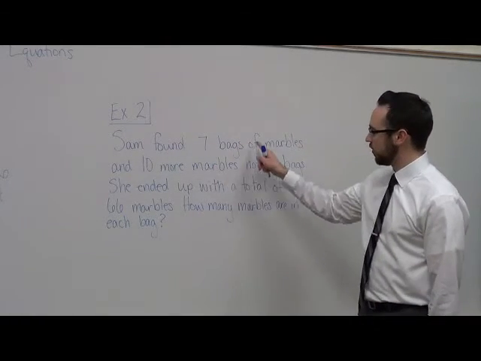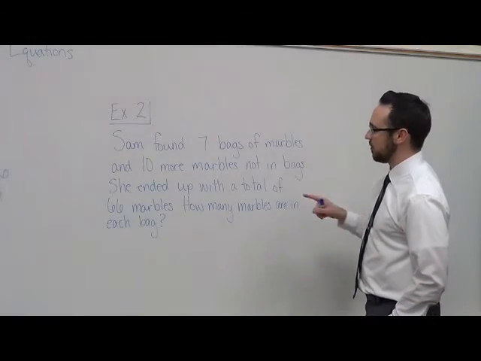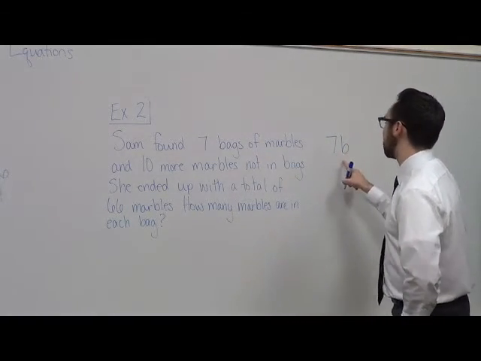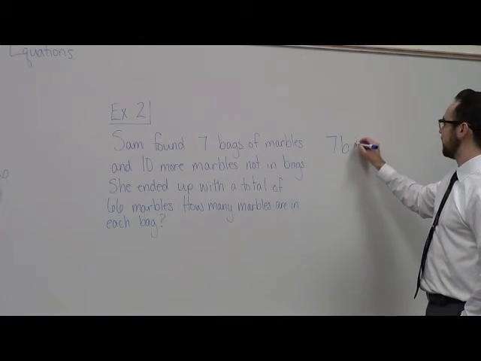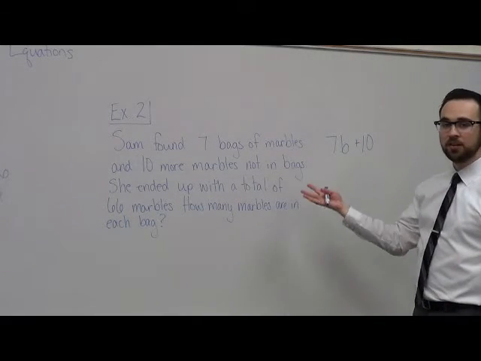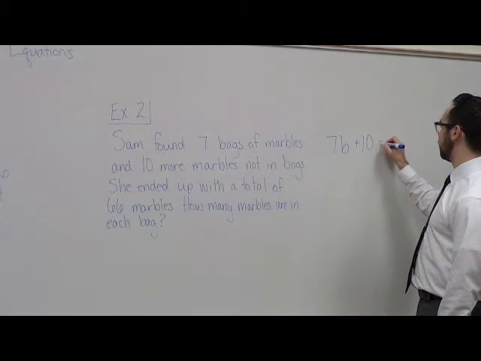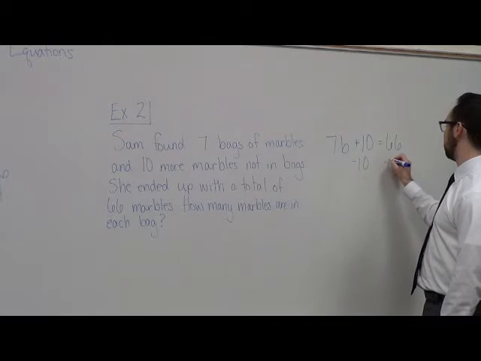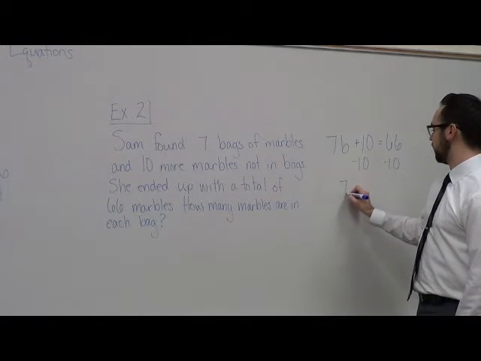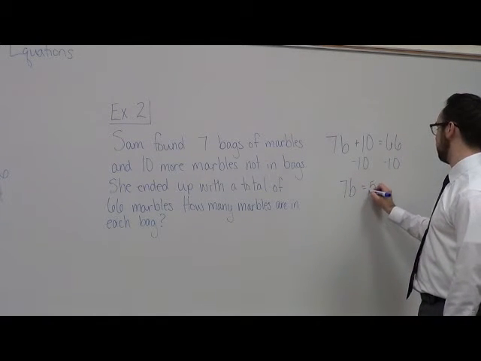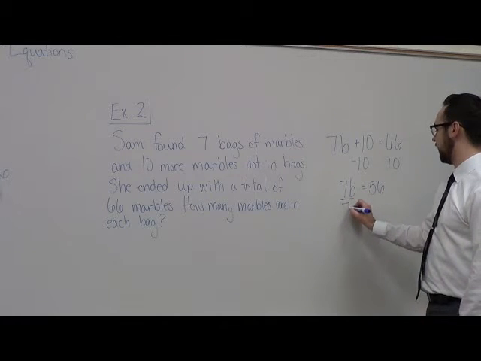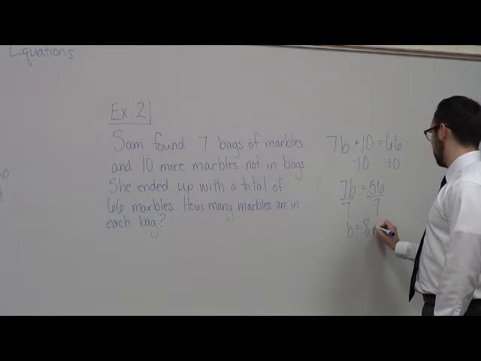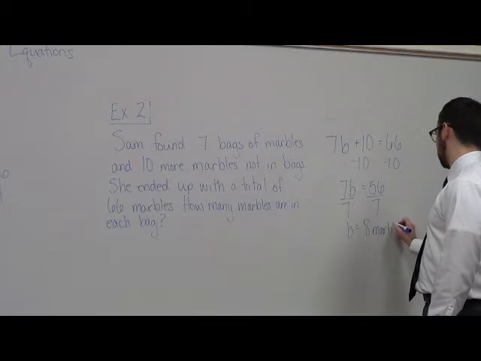So looking at the unknown here, it is bags: how many marbles are in each bag. We have 7 of those, so we have 7 times B, and again we add 10 to that, because there's 10 more outside the bags, for a total of 66 marbles. So if we subtract the 10, we end up with 7 bags being equal to 56. Dividing that by 7, we end up with 8 marbles in each bag.